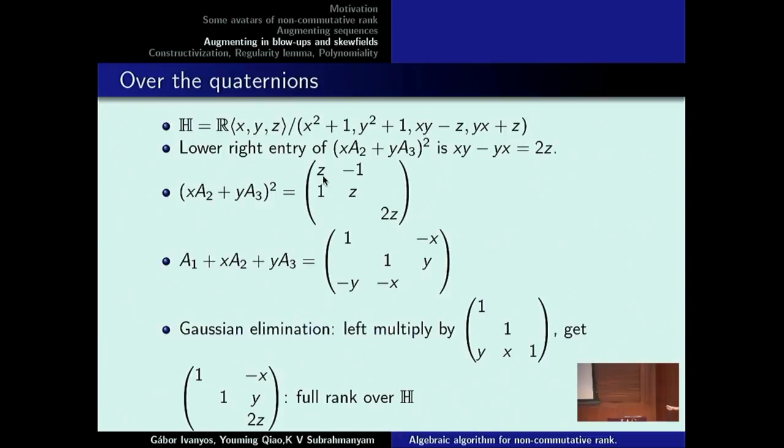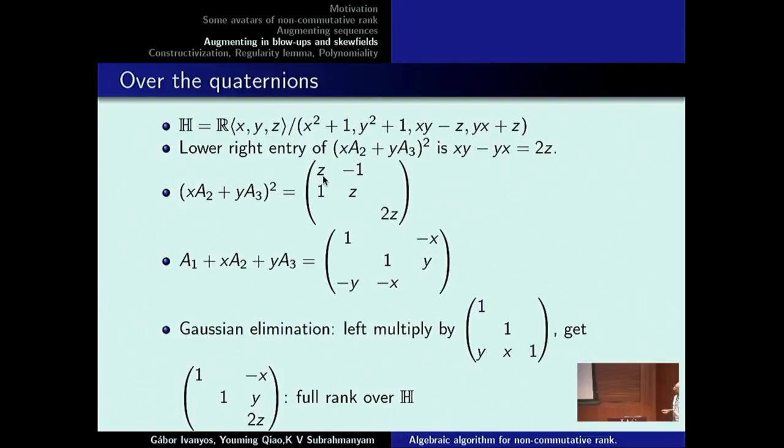So let us look at this same example, but over quaternions. Suppose I allow myself coefficients from quaternions. So I have written this down here. If I look at xA2 plus yA3, this is my ring of quaternions. And if I look at the lower right entry of xA2 plus yA3 and I square it, so this gets multiplied by this, I actually get xy minus yx, which is 2 times z.